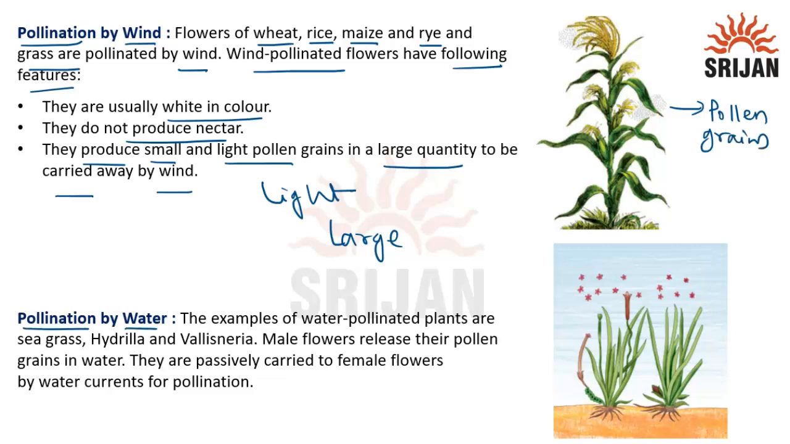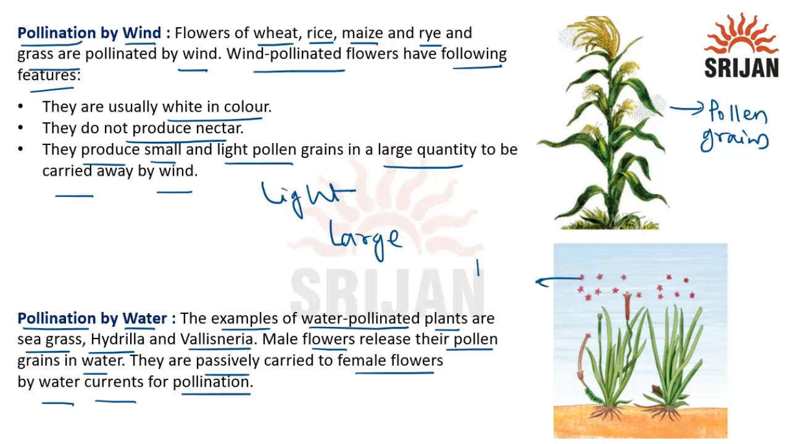Now, pollination by water. The examples of water pollinated plants are seagrass, hydrilla, and vallisneria. Many flowers release their pollen grains in water. They are passively carried to female flowers by water currents for pollination.